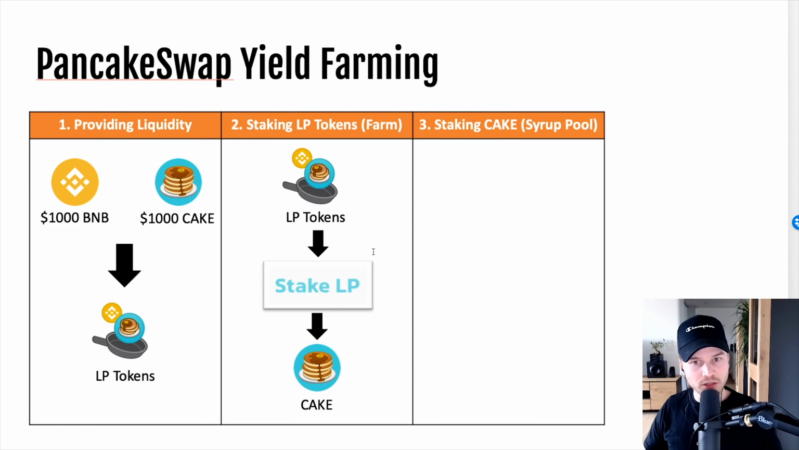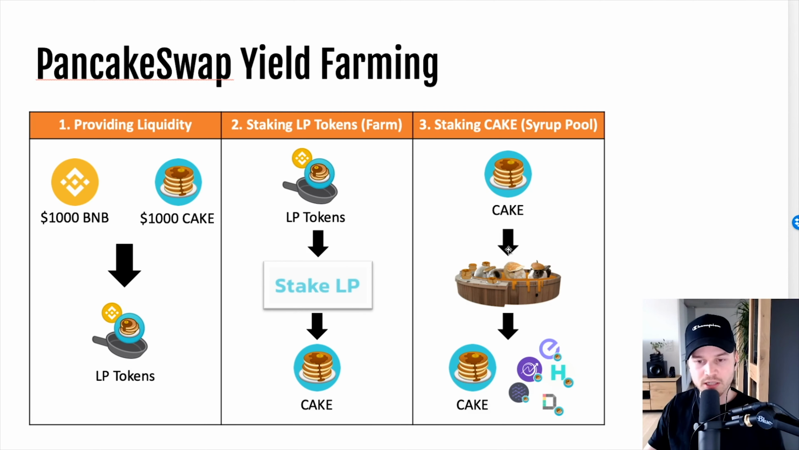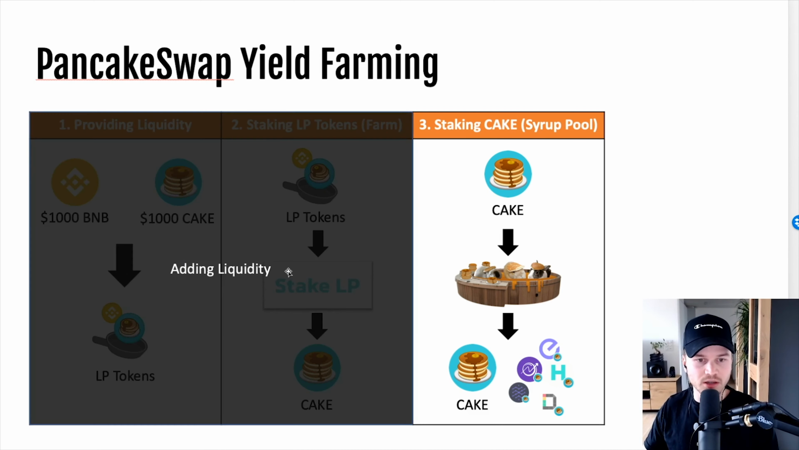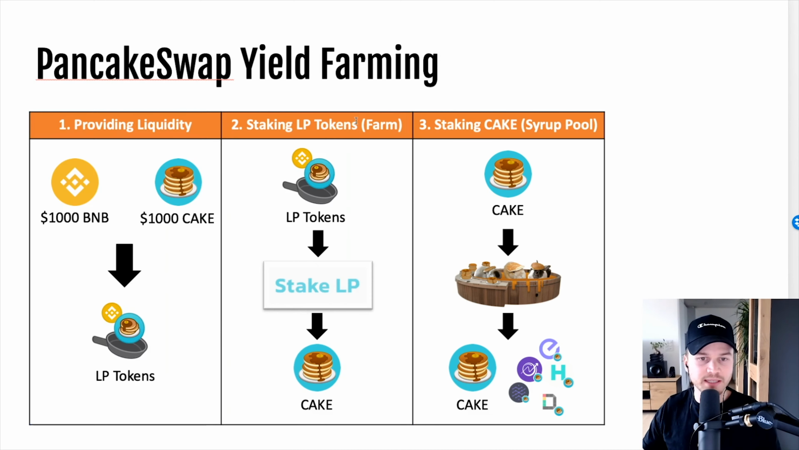And then what you can also do on top of providing liquidity is you can stake your cake tokens that you're earning in the so-called zero pools. So you can take your cake and stake it in the zero pools and then earn more cake or also other tokens depending on where you actually stake your cake tokens. So if you don't want to have the risks of providing liquidity, you could also only buy some cake tokens and stake them here in the zero pools. That's totally up to you. But that's basically how you can do yield farming here on PancakeSwap.